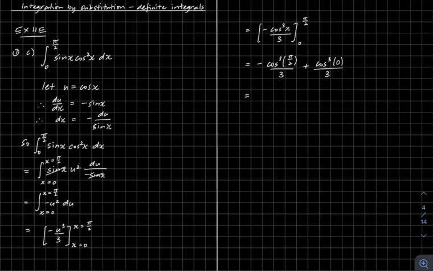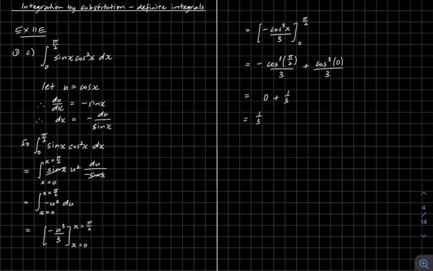Maybe that would have made life a little bit neater for us. But cos of pi on 2 is 0, isn't it? So the first term is going to be 0, and cos of 0 is 1, so it's just going to be 1 cubed over 3, which is 1, so that's 1/3. That's one way we could do it. There is actually another way which I think is possibly almost a little bit more straightforward, or certainly turns out to be more straightforward in a lot of cases.